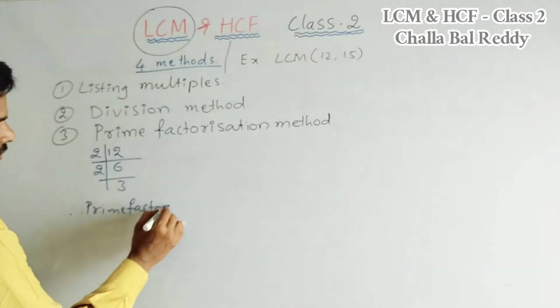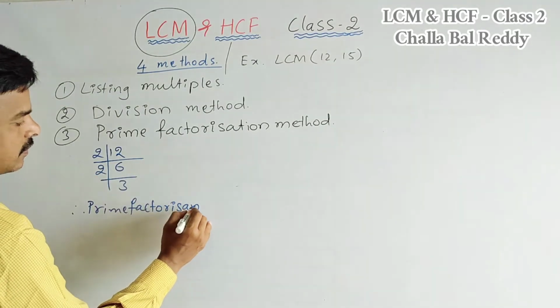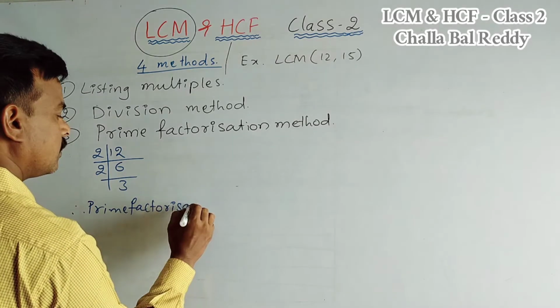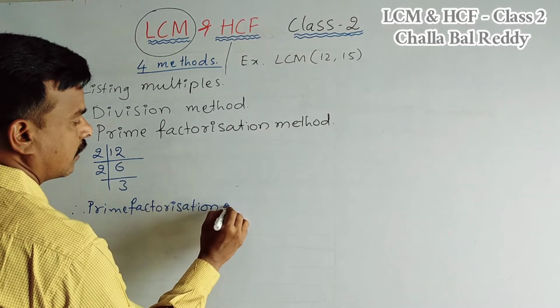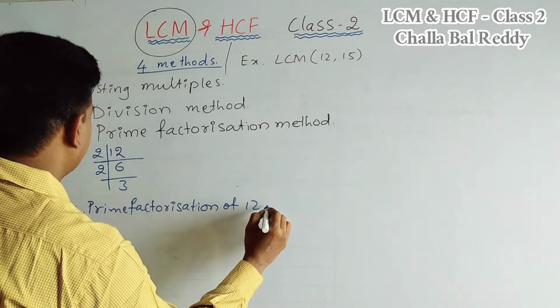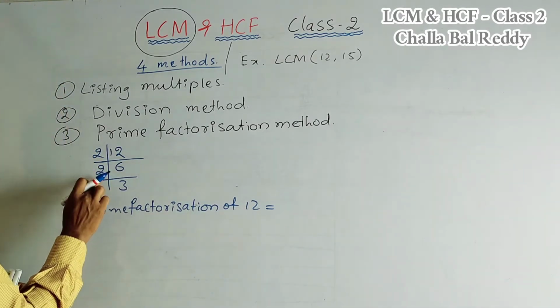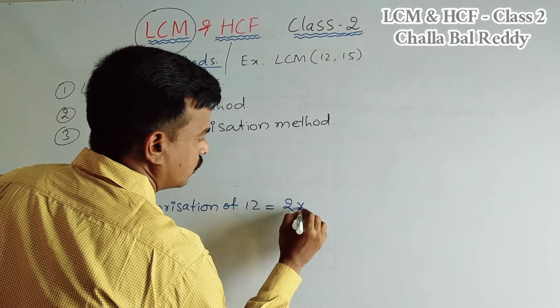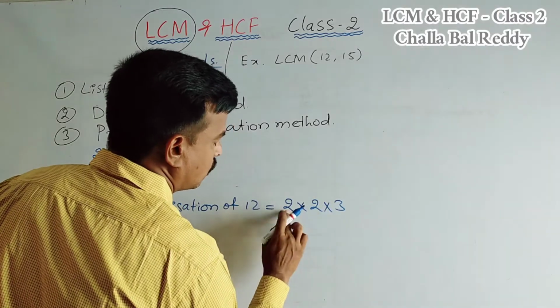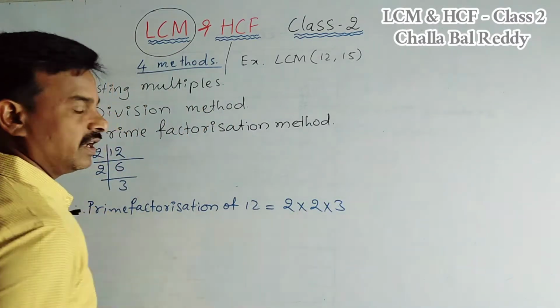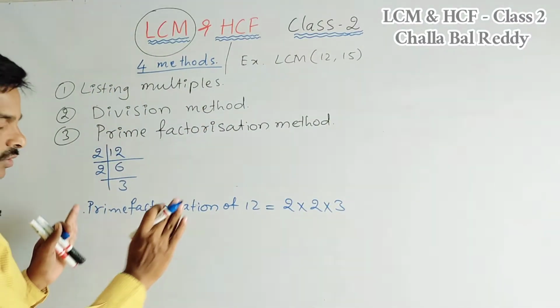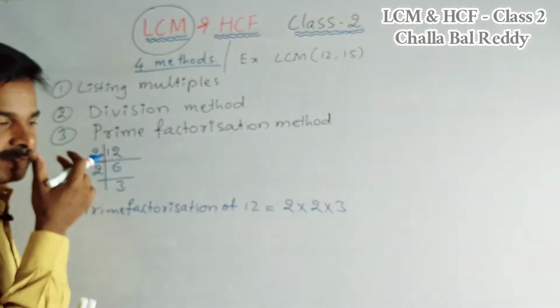Therefore the prime factorization of 12 is equal to 2 into 2 into 3. 2 into 2 into 3. 2 twos are 4, 4 threes are 12. Again we get 12 after multiplying this.